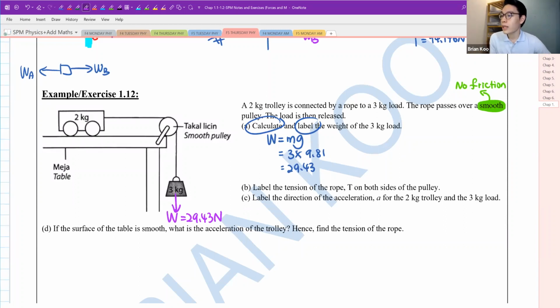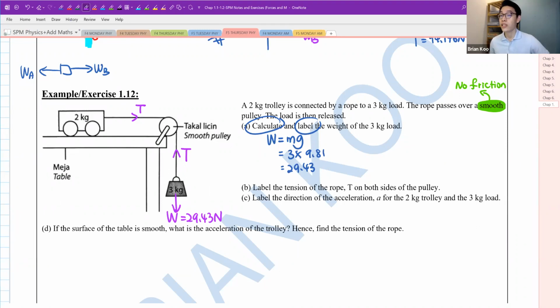Part B, label the tension of the rope on both sides of the pulley. The tension is here. The tension is also here. And then label the direction of the acceleration for the 2 kg trolley and the 3 kg load.